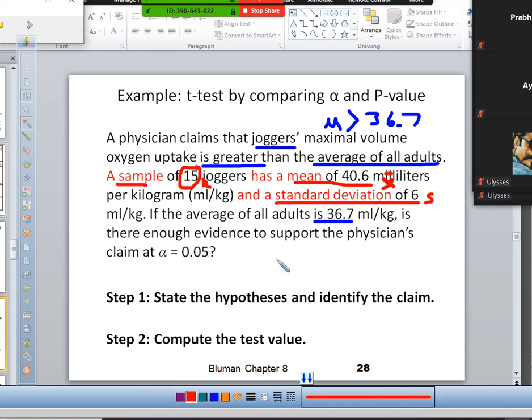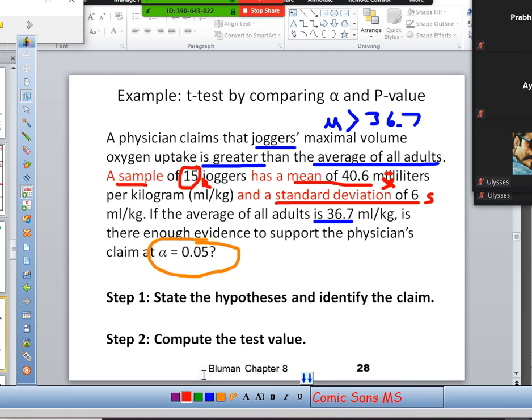All right, so then the other thing we have is our alpha. Alpha is 0.05, that's our significance level. Great. State the hypothesis, identify the claim. I'm claiming that mu is greater than 36.7, so my claim is going to be that.